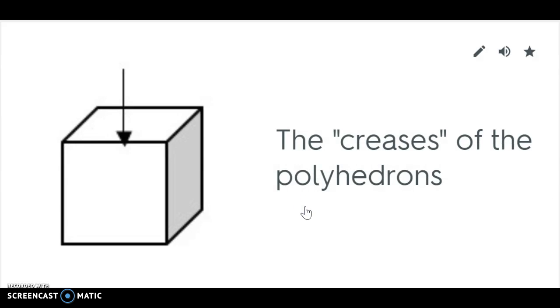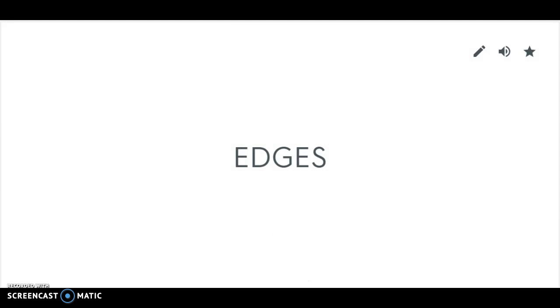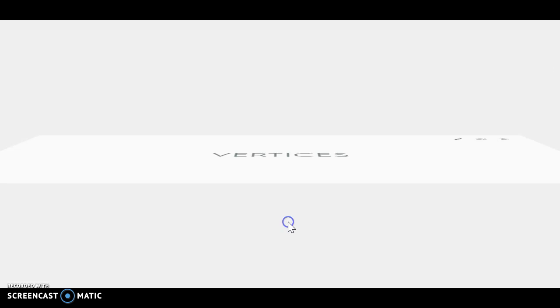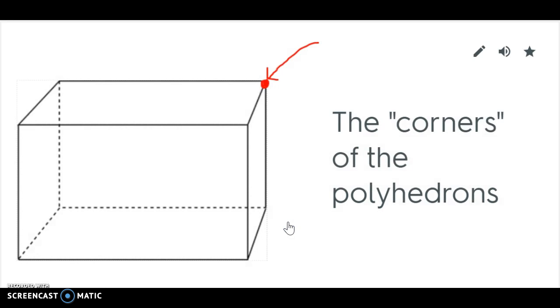Edges. Edges are the creases of the polyhedrons. Vertices. Vertices are the corners of the polyhedrons, just like the vertex of an angle or a vertex of a polygon.